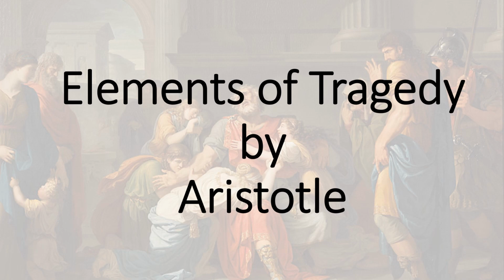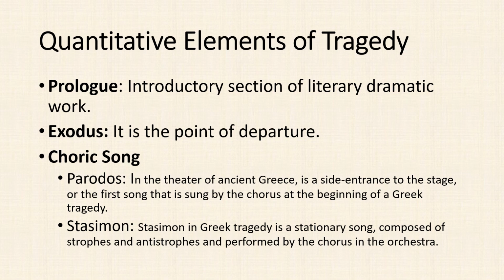Today in this video I'll be discussing the elements of tragedy which is explained by Aristotle. Quantitative elements of tragedy. First one is prologue. It is the introductory section of literary dramatic work. Second is exodus. It is the point of departure of the actors from the stage.